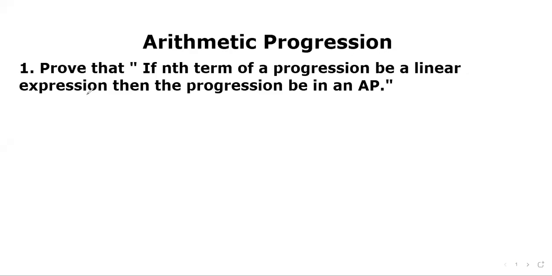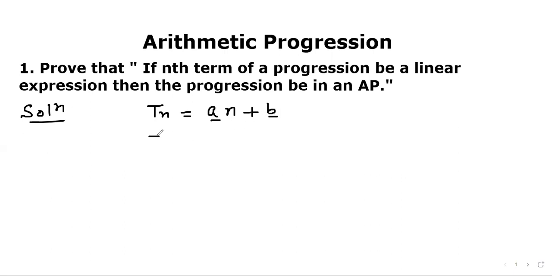Arithmetic progression. Question number one. Prove that if the nth term of a progression is a linear expression, then the progression is in AP. Let's see the solution. Let's write the nth term Tn equals an plus b, where a and b are constants.